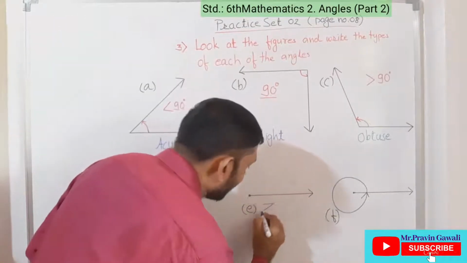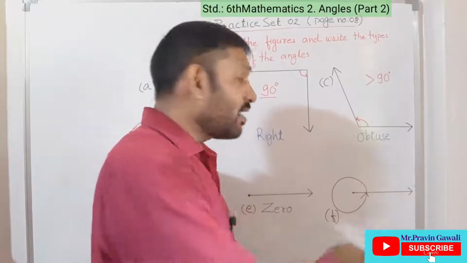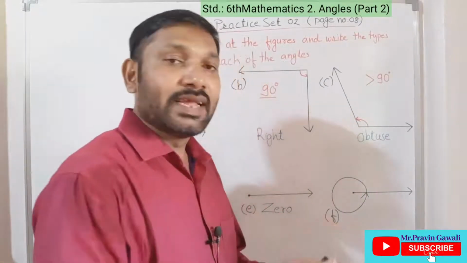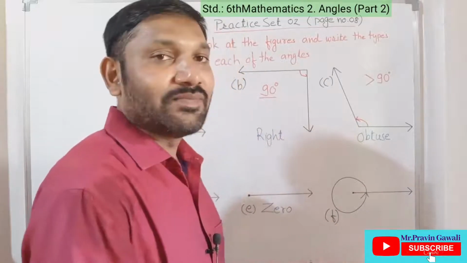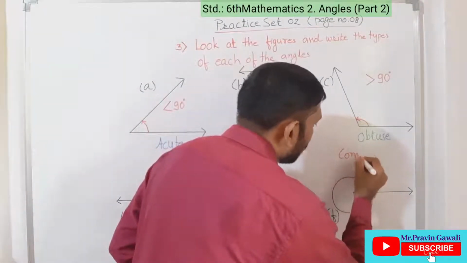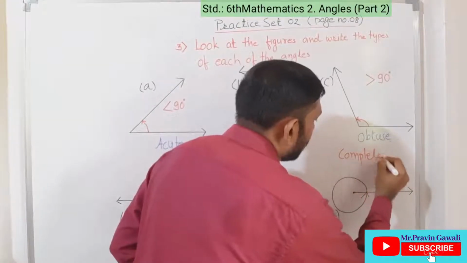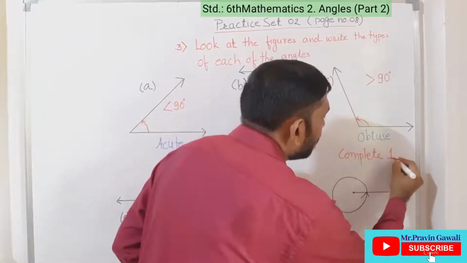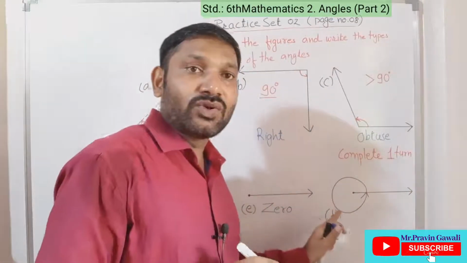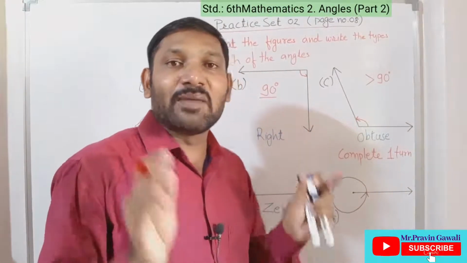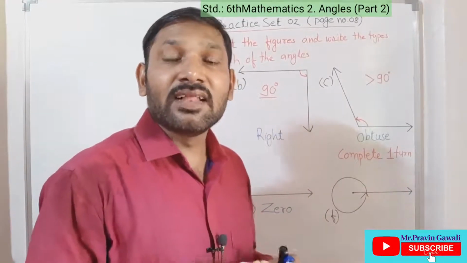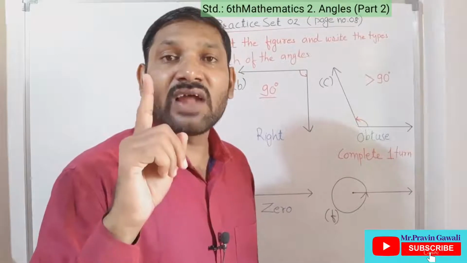Okay. See here what do we see? An arrowhead which shows that it completes 1 turn. Okay. It completes a turn. It completes 1 rotation. When the angle completes 1 rotation, it is called complete angle, perigon angle or round angle.